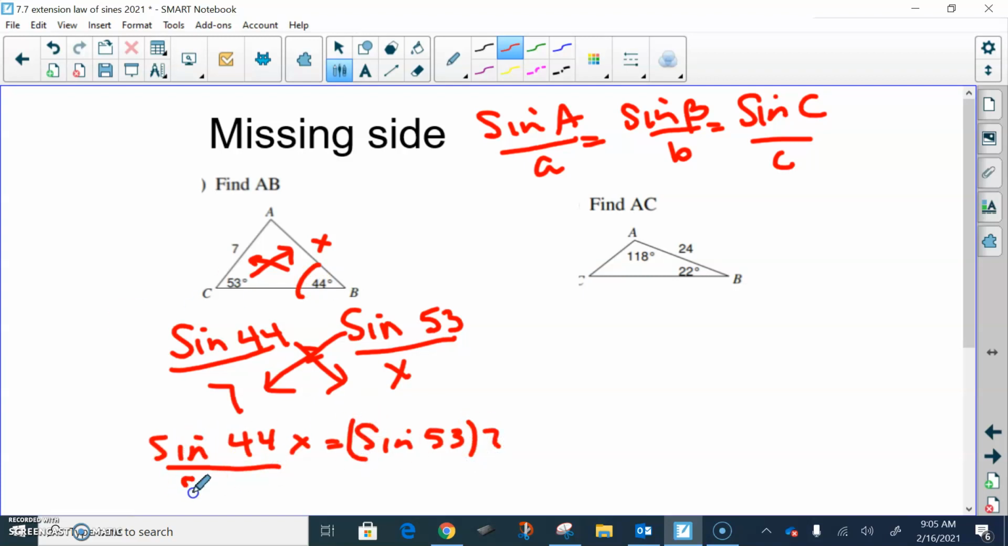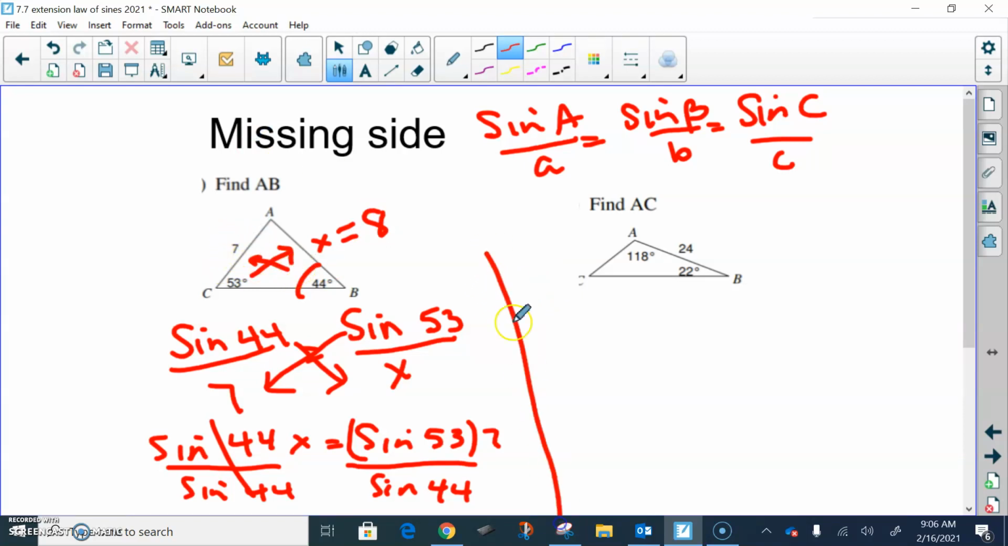Okay, now I'm going to divide each side by sine of 44 to get X by itself. Now I'm ready to punch this in my calculator. I'm going to punch in sine of 53, close parenthesis, times 7, and then I'm going to divide that by sine of 44. And I get our missing side is about 8.04. So I'm going to say our missing side is about 8 units long. Okay, and that's a reasonable answer.